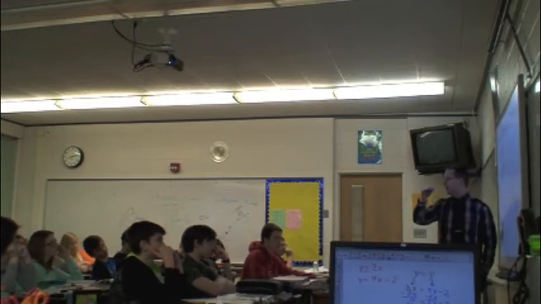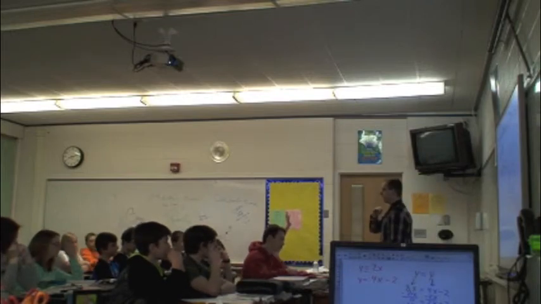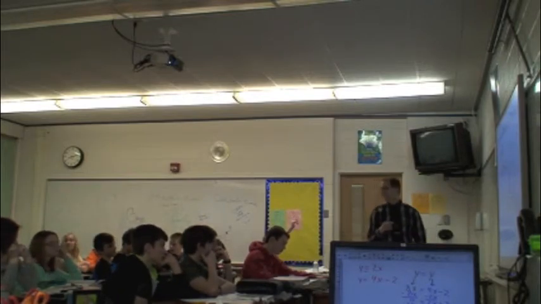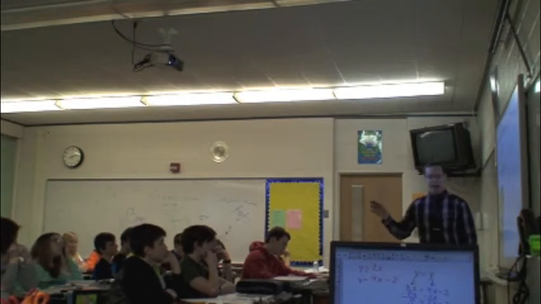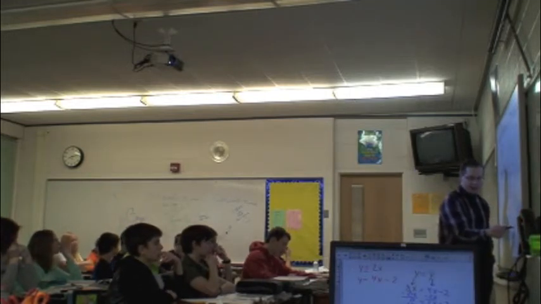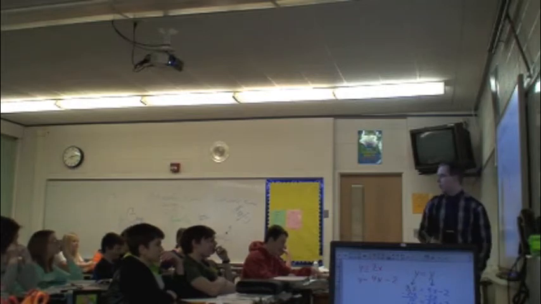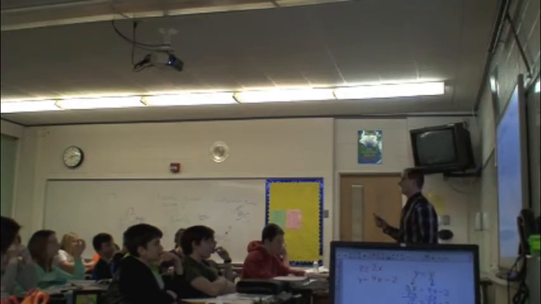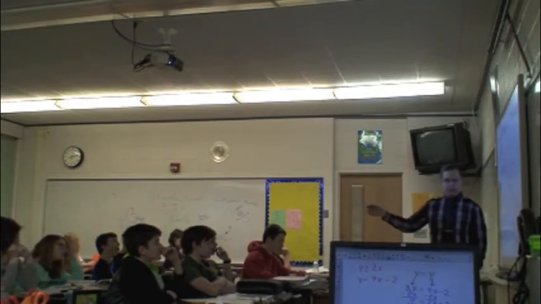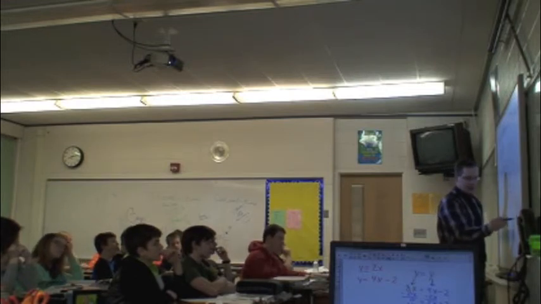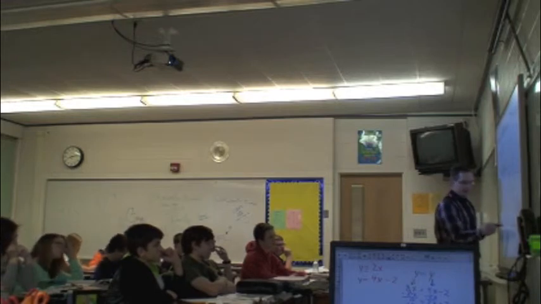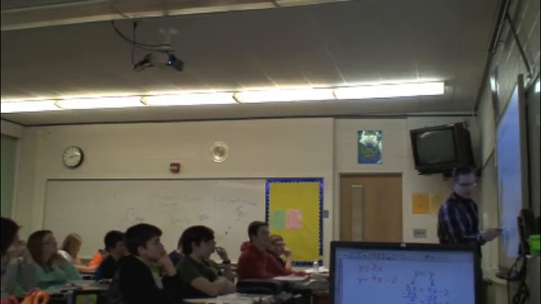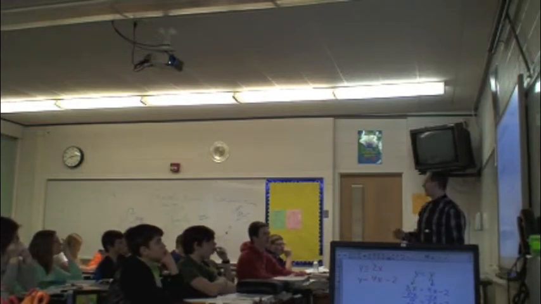Now how do I get x by itself? Courtney, how do I get x by itself? Divide. Yeah. Divide. Why? Because I'm trying to turn this into 1. What's 1 times x? X. Good job. So if I turn this into 1, I also have to divide this side by 2 as well. So that means x equals what? What's 2 divided by 2?